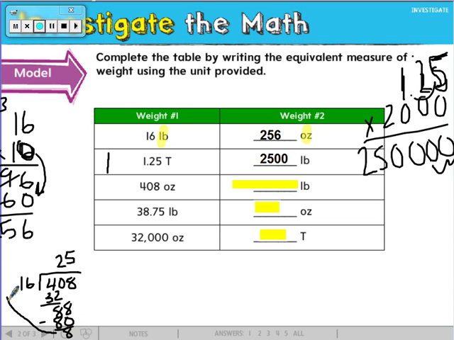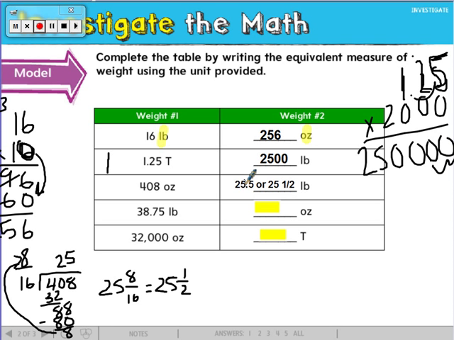Now, 25. I put my remainder of 8 above my 16. So I have 25 and 8/16, which is equal to 1/2. So I have 25 and 1/2, or 0.5, and you can see that right there. 25.5.